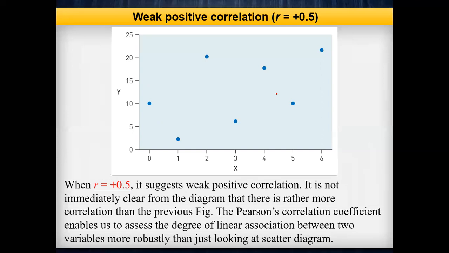But when we calculated the Pearson correlation coefficient, it was showing a weak relationship. So it indicates one important thing: just looking at the scatter diagram and concluding something from it is not sufficient. You have to look at the Pearson correlation coefficient.